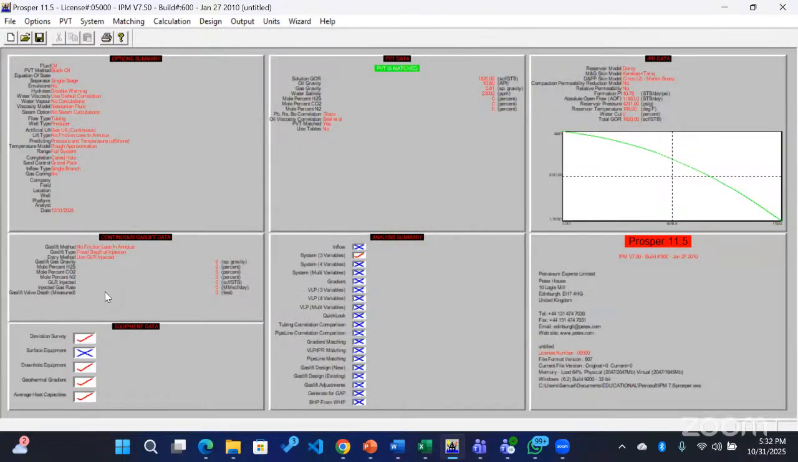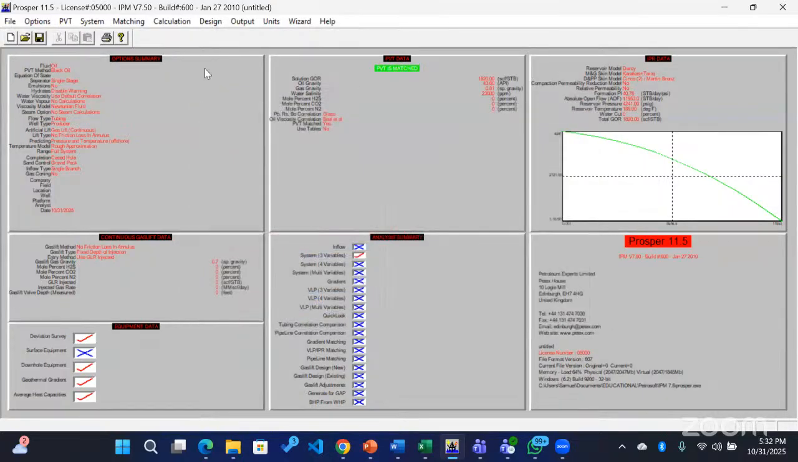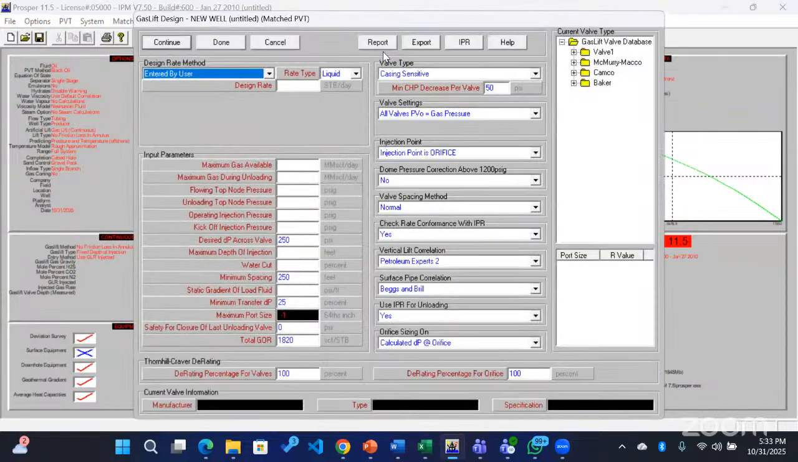It will bring another interface for you to enter gas lift data. Let's assume, I won't be going deep, gas lift gravity is 0.7. Model percent hydrogen sulfide, nothing like impurity, we leave it that way. Done. Then you come to design. You do gas lift, then you choose new well, and it will bring up an interface where you enter your data.